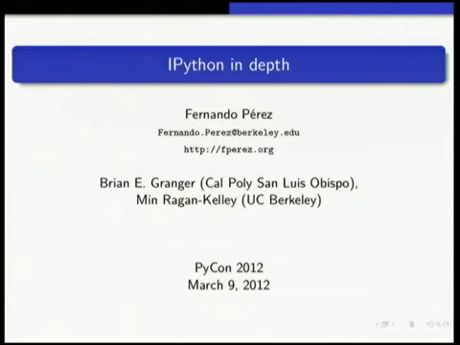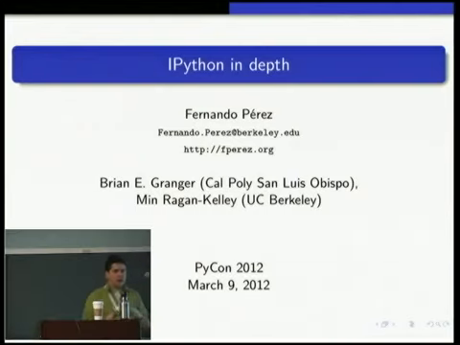So we want to start by giving you a quick overview of what the IPython project is. Can everyone hear me correctly, and is the sound okay for the recording? Okay, perfect. So, my name is Fernando. I work at UC Berkeley, and my co-conspirators in the IPython project, Brian Granger, who works at Cal Poly San Luis Obispo, and Min Ragan-Kelley, who is a grad student also at UC Berkeley, would like to tell you basically how to use IPython to be as productive as possible when you work in the Python language.